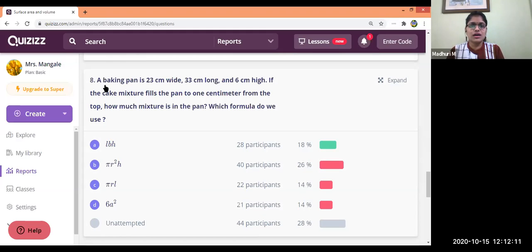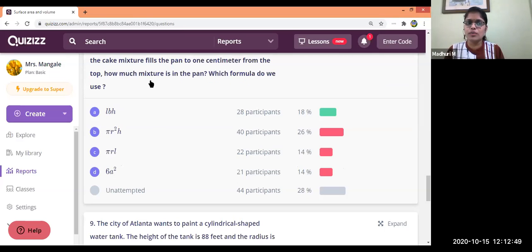Then next was a question on a baking pan. We are given the dimensions: width, length, and height. So that would make the shape of a cuboid, right? And the question was, how much mixture is in the pan? This was a very tricky question because the shape was not given, but identifying the dimensions, you should be able to identify the shape. So the shape here was a cuboid because that has LBH, right? And how much mixture means that is the capacity, and capacity would be the volume. Volume of a cuboid is LBH, right?